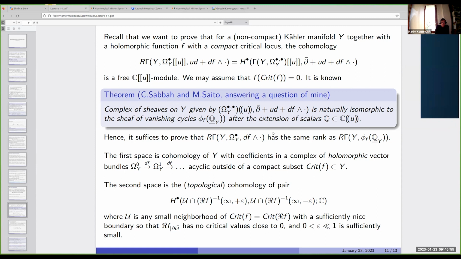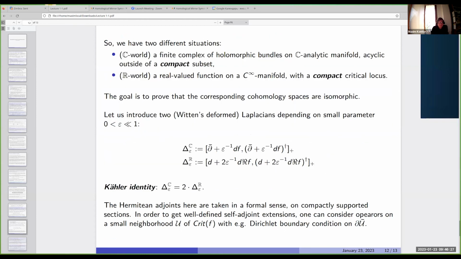And now in this neighborhood, you consider two open domains: where the real part of my function is less than epsilon, and contains the region where the real part is less than minus epsilon. When epsilon is sufficiently small, the cohomology of this pair stabilizes, and this is equivalent to cohomology with coefficients in this vanishing cycle sheaf. So we want to prove that these two cohomology groups, coming from the holomorphic and topological descriptions, are the same. We get two different situations.